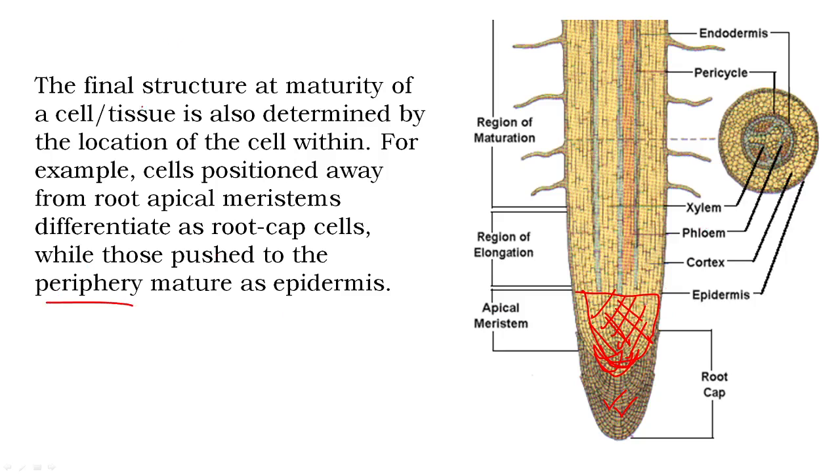Right. So the final structure, the cell differentiates, and the special cell depends on the position. The cells which are away from the root apical meristems, right, they become root cap cells, right, whereas those which are pushed to the periphery, they become epidermis.